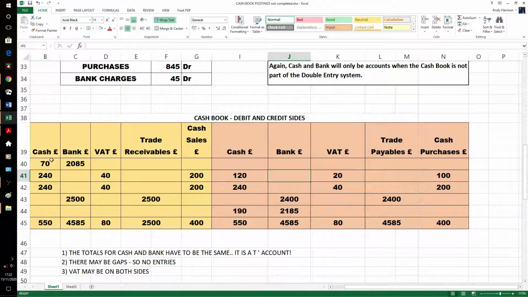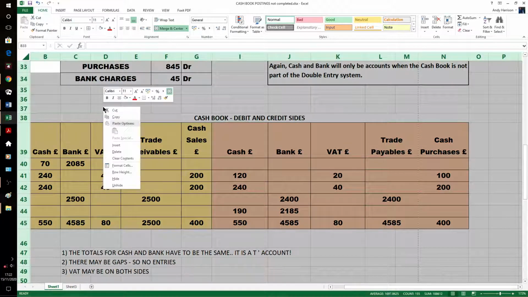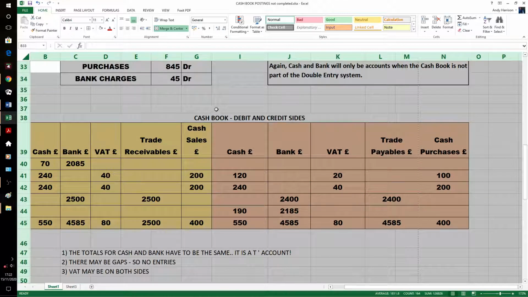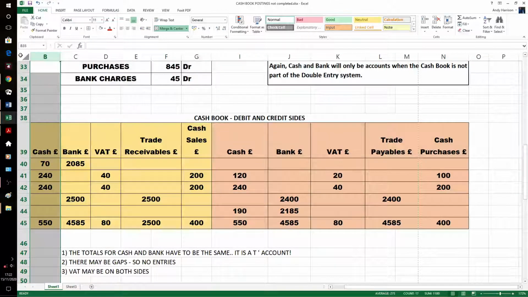So we can see, starting off with £70, how do we know that? Well, actually, we can unhide a few more bits and pieces. That didn't do. Why didn't that work?